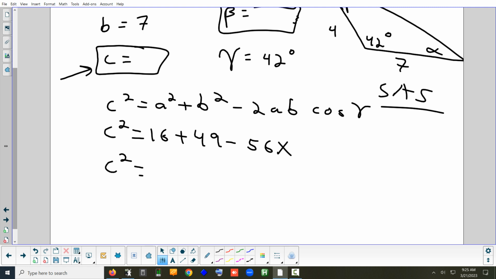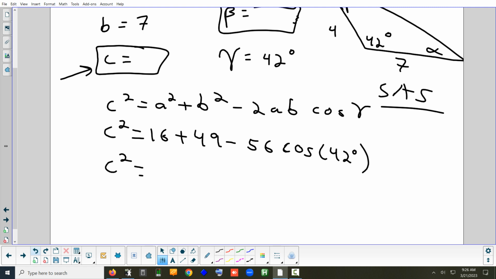Oh, never mind. Don't include the 56. The 56 is not a like term because the 56 is being multiplied by something. So you always would have to do that multiplication first before you subtract. Does that make sense? Yeah. So do the multiplication first. So we can do the 16 plus 49, that's fine. But then do the multiplication before you do the subtraction.